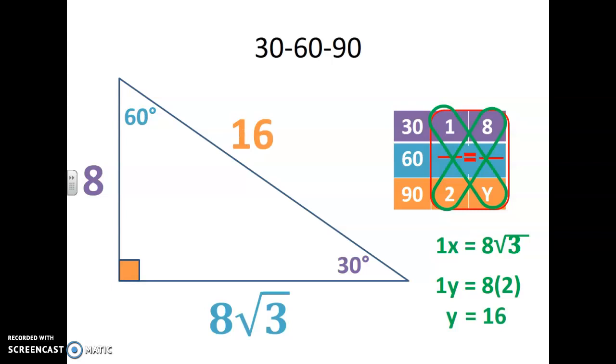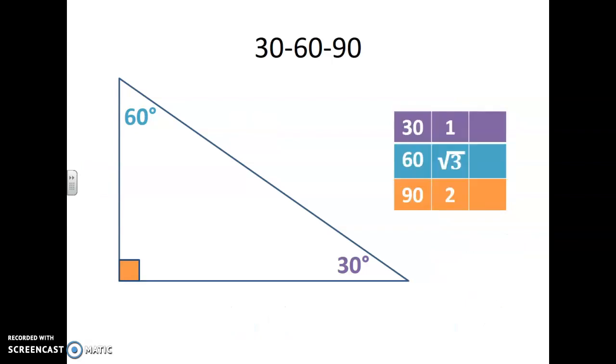Okay. Now, all three of these examples had a number in the side opposite the 30. But what happens if they give you a number somewhere else? So, for example, what happens if they give you the hypotenuse is 10? Well, then we're going to have to put variables on the other two sides. So let's say we used x and y again. Now you have to fill in your chart, but your chart is going to look different. So go ahead and fill in your chart.